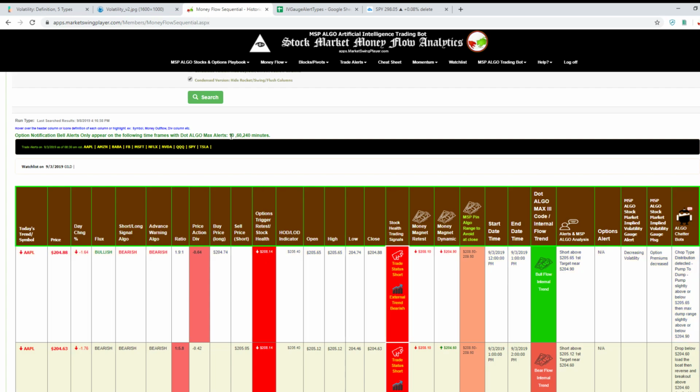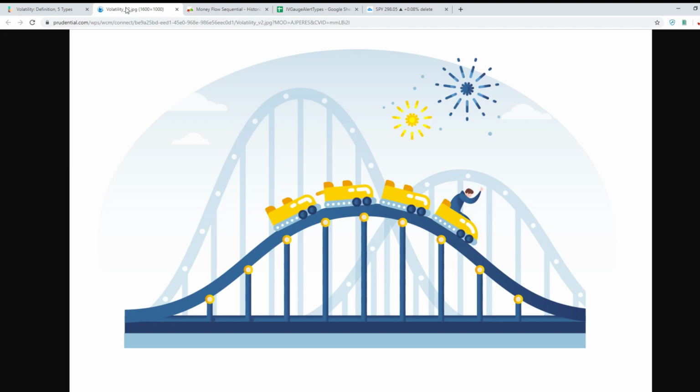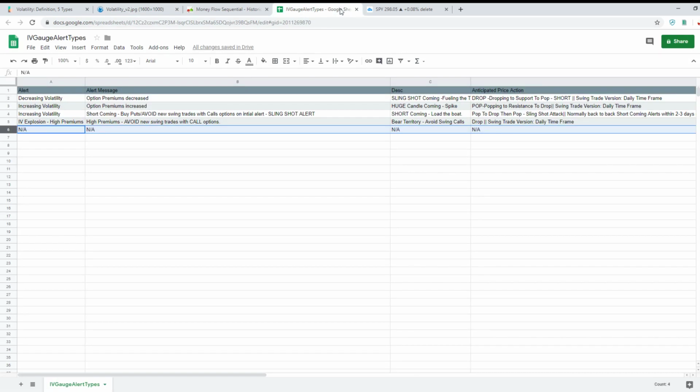But anyway, so we did see how advantageous it is to use the MSP ALGO Implied Volatility Gauge. We realized that it could detect bottoms and tops, and it's tradable as well.